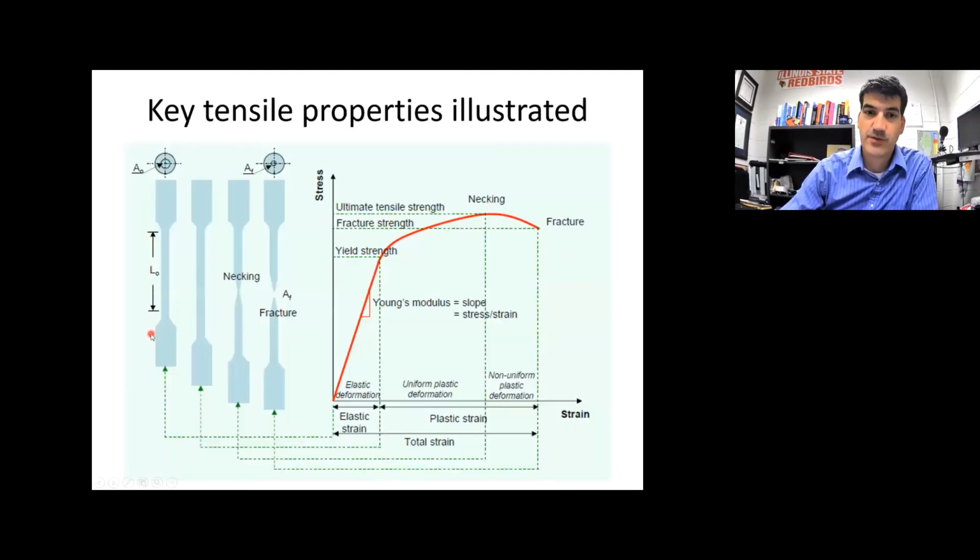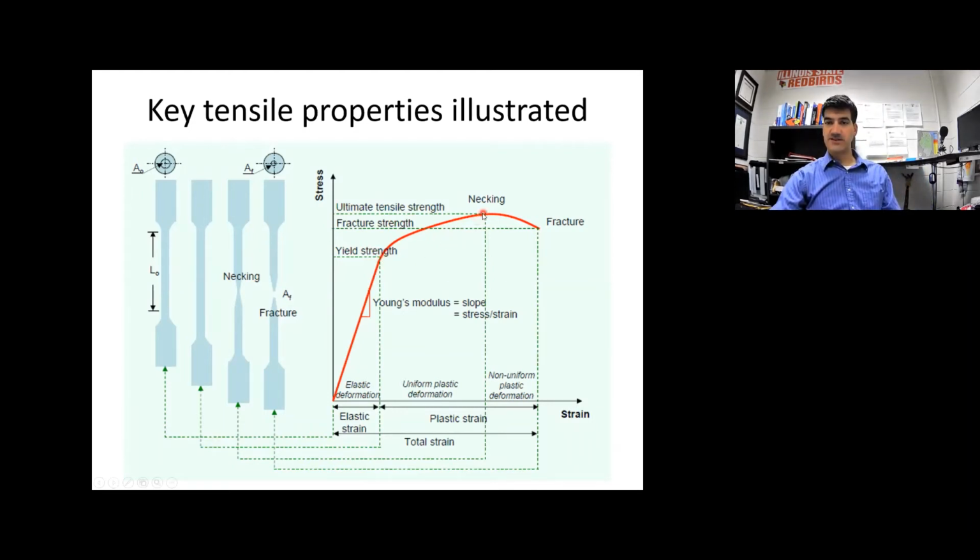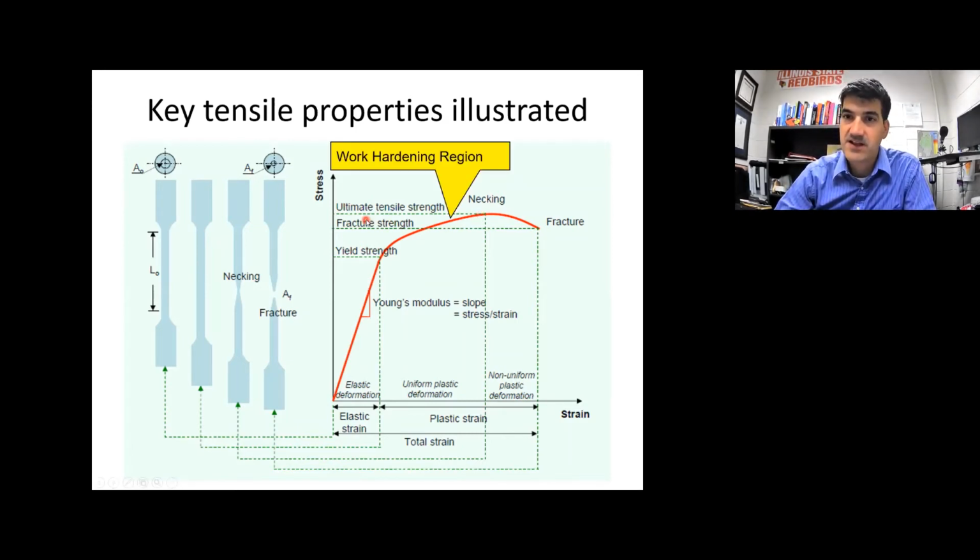All right, so what I want to talk about here is actually this region of the stress strain curve right here, because we haven't talked so much about this region. We said there's necking going on over in this region. We said there's elastic deformation going on in this region. And so far we've said that there's uniform plastic deformation happening in this region between the yield strength and the ultimate tensile strength. But what's really going on at a molecular level in that region? And what it is, it's called work hardening. That is the work hardening region.